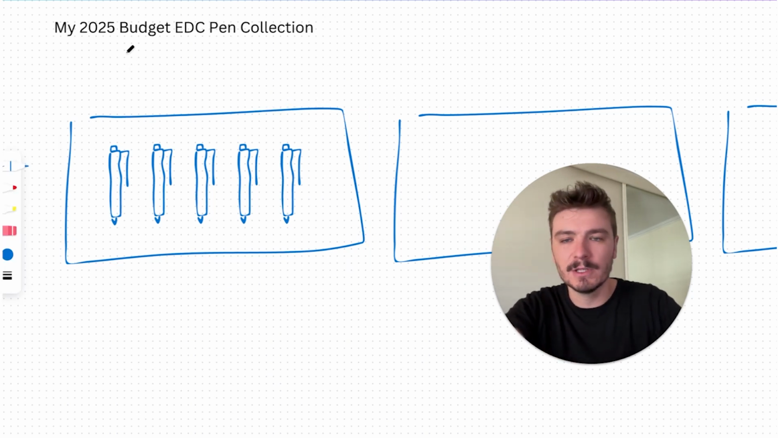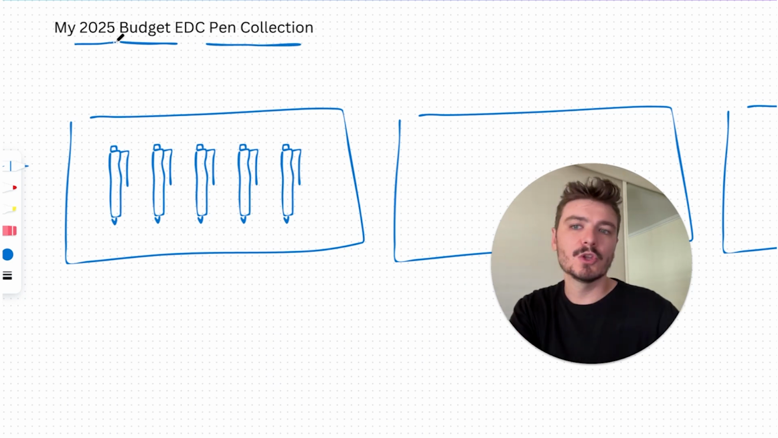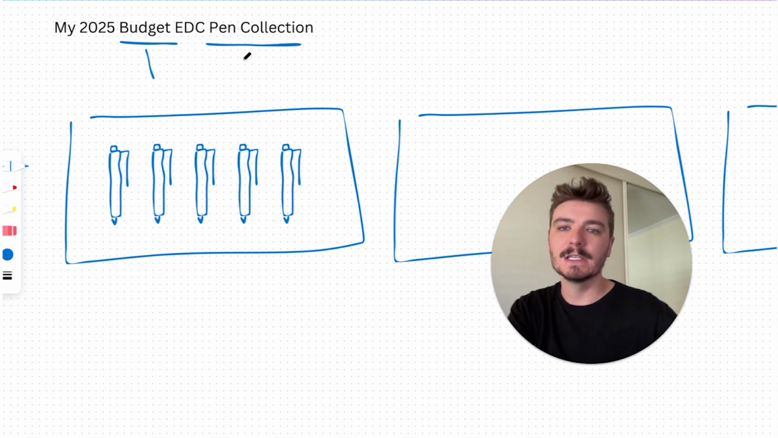What's important here in the title is budget and pen collection. The 2025 is not super important to get across here. The main thing that I want to make obvious is budget and pen collection. Here we can see that it is a pen collection, but I don't know that it's cheap, basically.